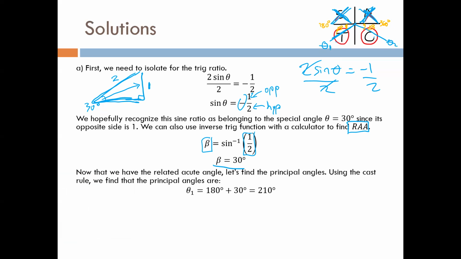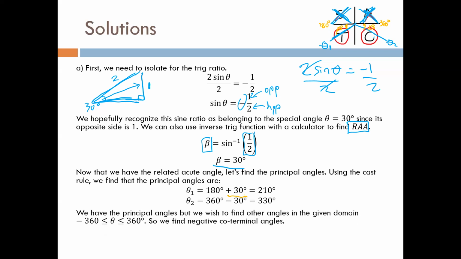So to find my first principal angle, I take 180 and I simply add the related acute angle of 30 degrees, and that gives me 210 degrees. And for my second principal angle in the fourth quadrant, I take 360 degrees and I simply subtract off 30 degrees, and that gives me 330 degrees as a principal angle.